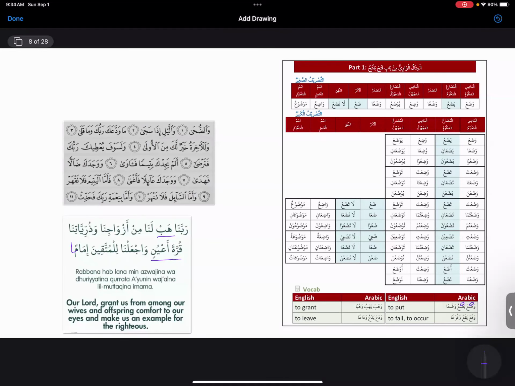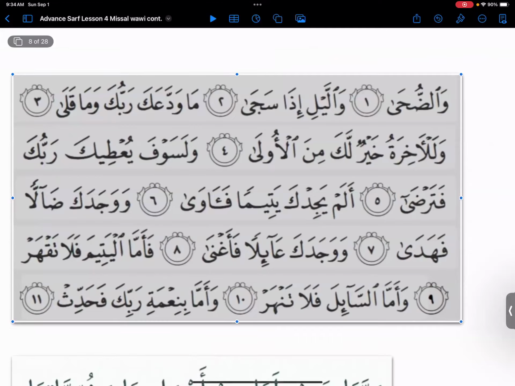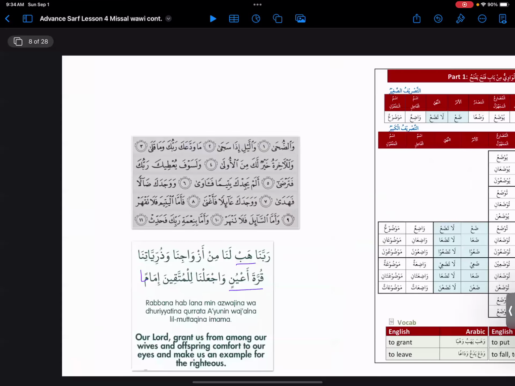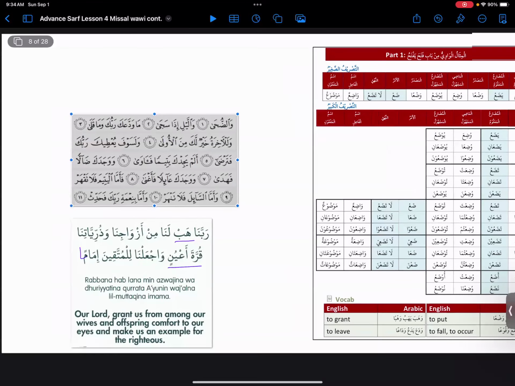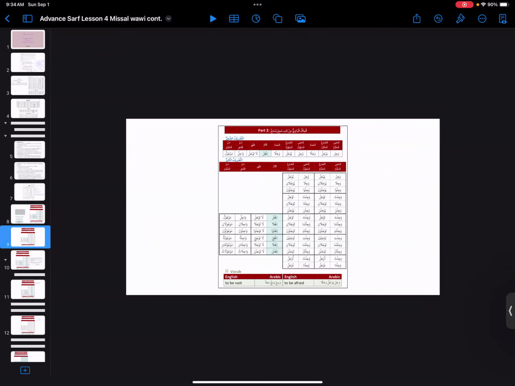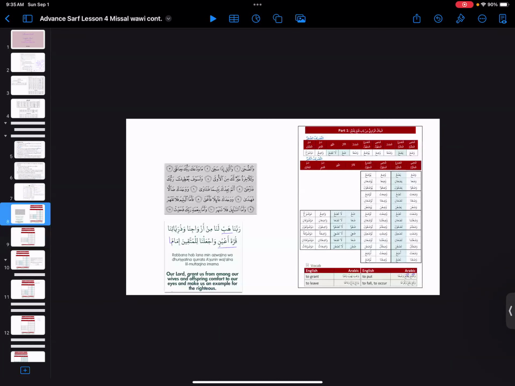And such a beautiful surah over here. Wadduha, everyone knows, right? Wadduha wal-layli idha saja ma wadda'aka rabbuka wa ma qala. And I was looking at the word Qala over here, very interesting. I think I put it somewhere. Where does that go?